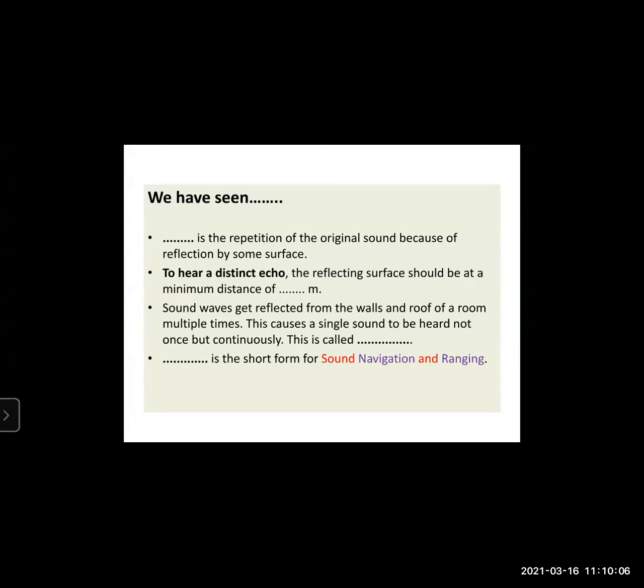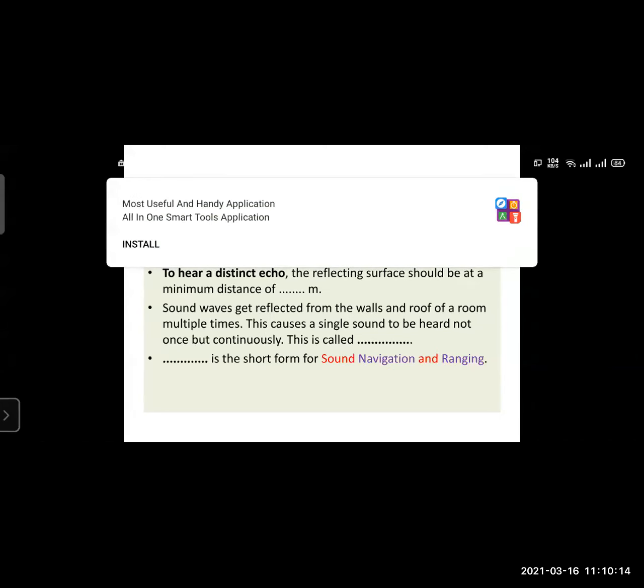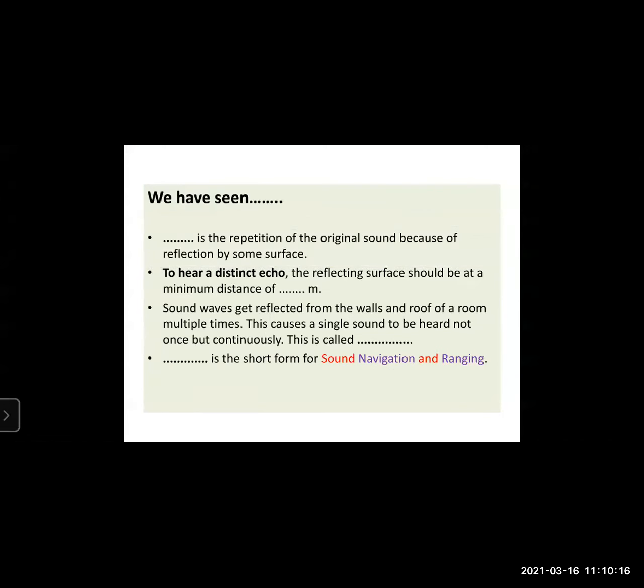Next, dash is the short form of sound navigation and ranging. Sonar. Yes, sonar, all letters capital: SONAR. Sonar is the short form for sound navigation and ranging. Now, dash and dash are the two main parts of sonar. Transmitter and receiver.